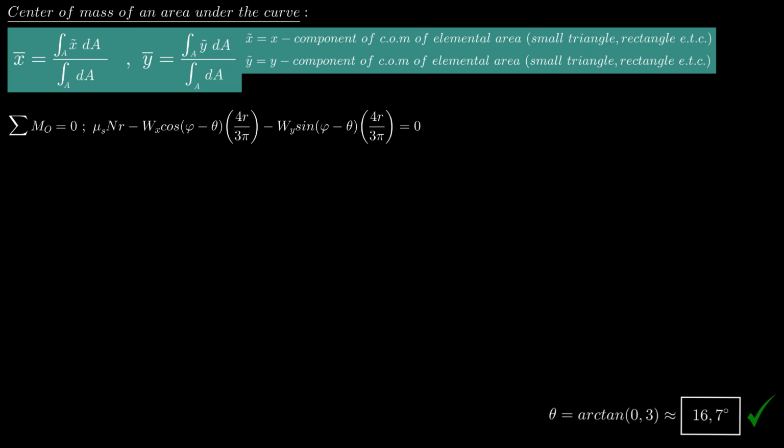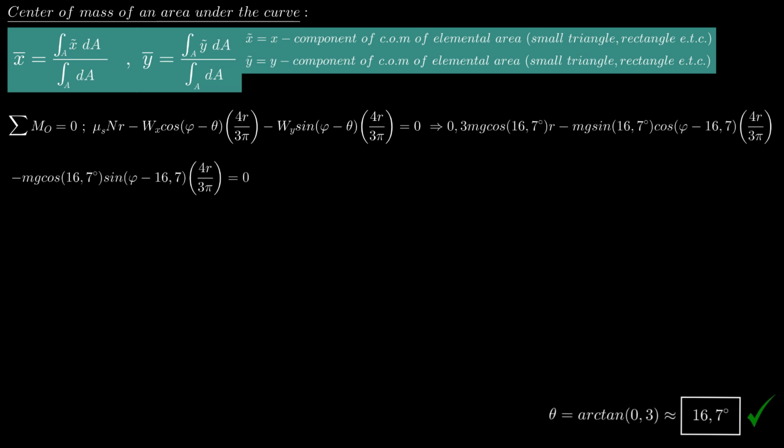And we plug in all our values that we found when we answered the first question and from our initial conditions, and we get 0.3 times m times g times cosine of 16.7 times r minus m times g times sine of 16.7 times cosine of phi minus 16.7 times 4r over 3 pi minus m times g times cosine of 16.7 times sine of phi minus 16.7 times 4r over 3 pi equals 0.